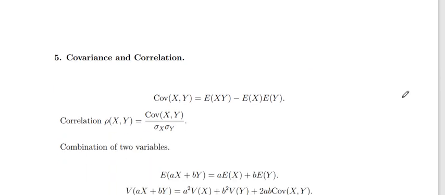So there are covariance and correlation. Covariance is the definition of this. Correlation is divided by their standard deviations. So correlation is between -1 and +1.